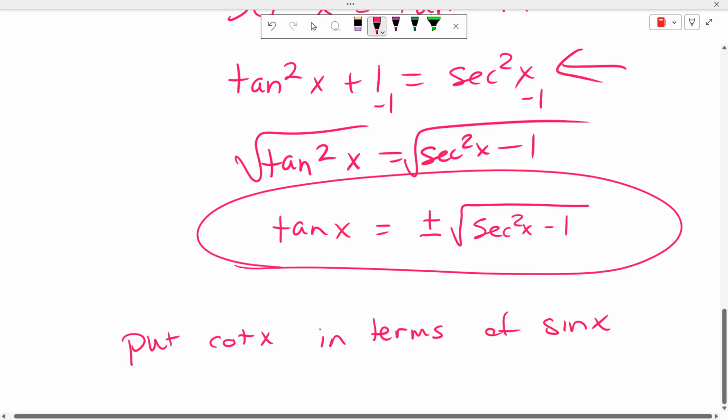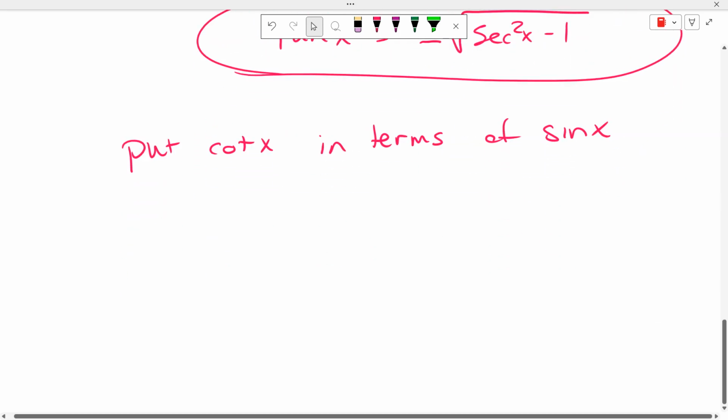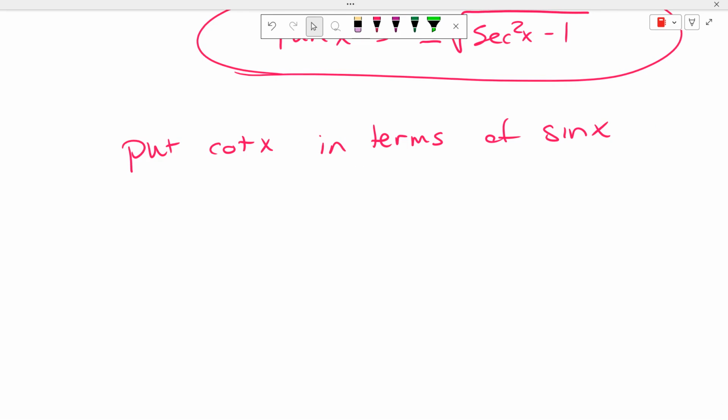Put cotangent of x in terms of sine of x. So we want cotangent all alone on the left side and whatever else involving sines on the right side. All right. So what on your Pythagorean sheet of identities involves both cotangent and sine? And some of you said nothing. And you guys are right, which is nothing. Those of you who said nothing. Yeah, you're right.